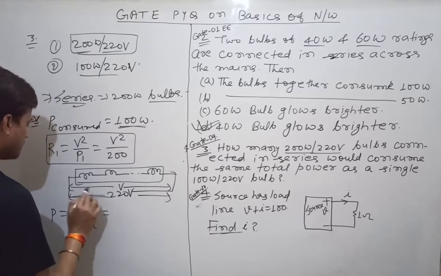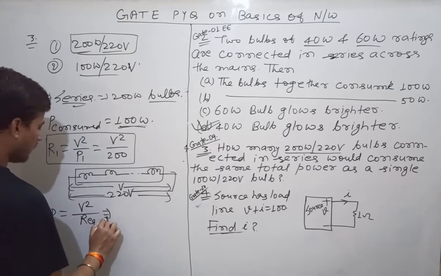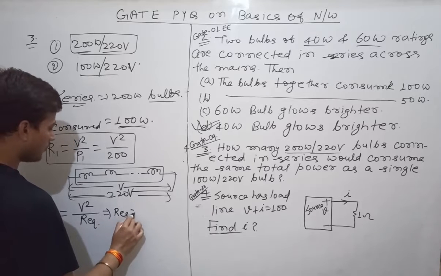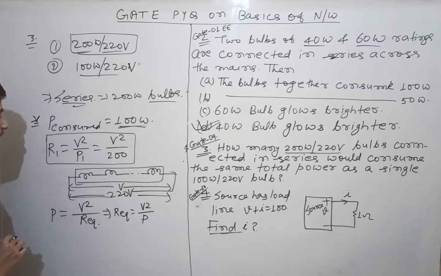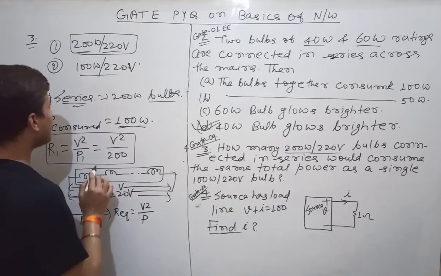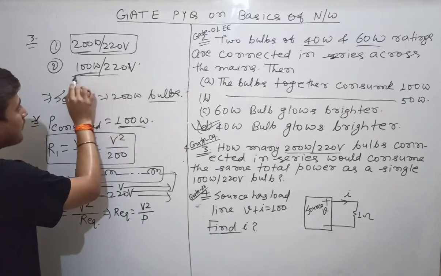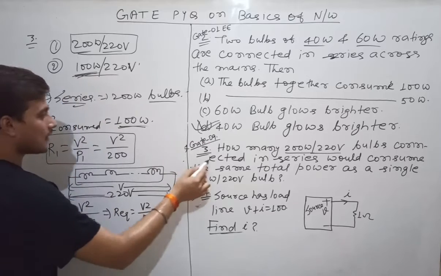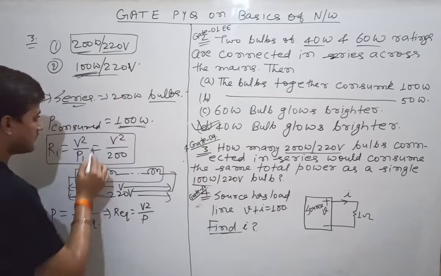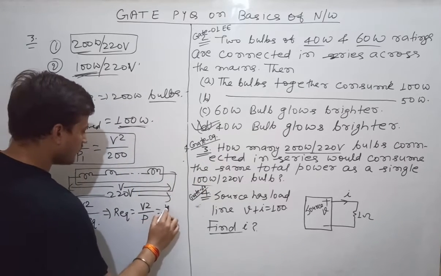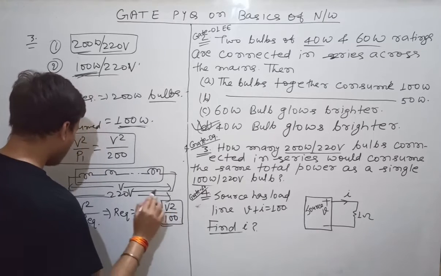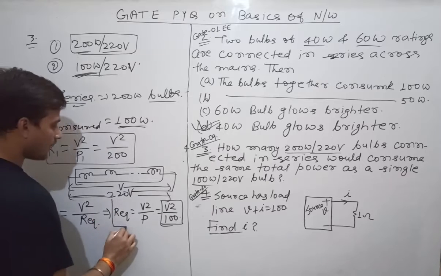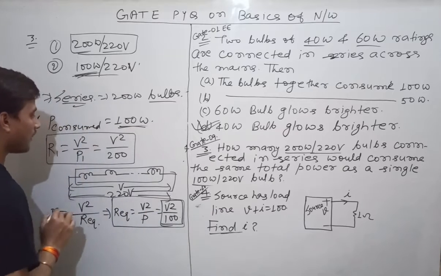That means you can write R equivalent equal to V square divided by P, and P will be the power consumed by a single bulb. That means V square divided by 100. So R equivalent should be V square divided by 100.